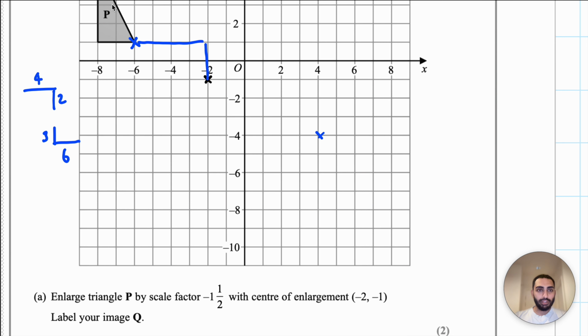Let's do another one. We'll do this point. This time we went up by 2, and then we went across by 6. So we need to multiply both of those again by 1.5. So this 2 will become 3 down. We're going to go right. 6 times 1.5 would be 9. So we're going to go 3 more than this. 1, 2, 3. So that would be over there.